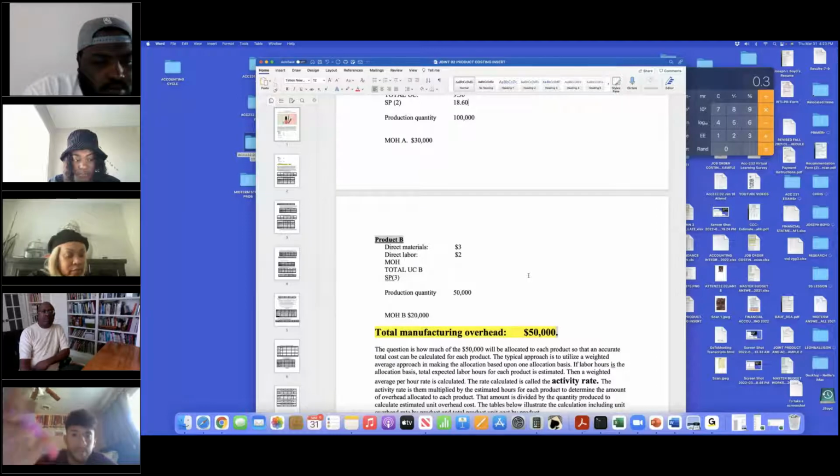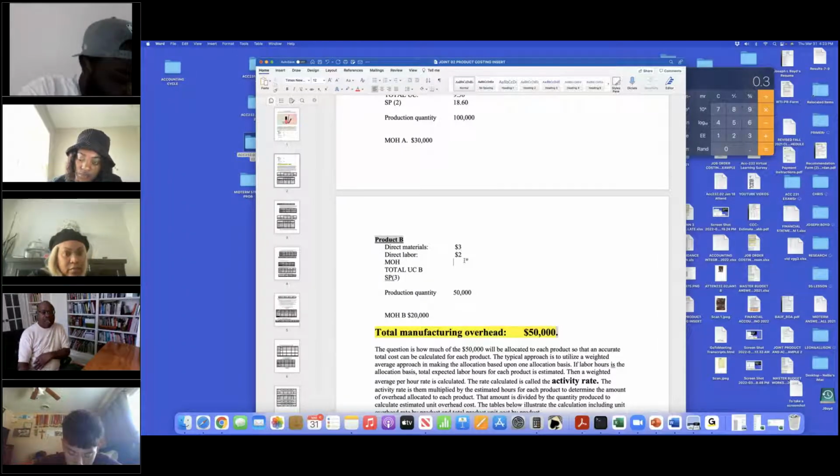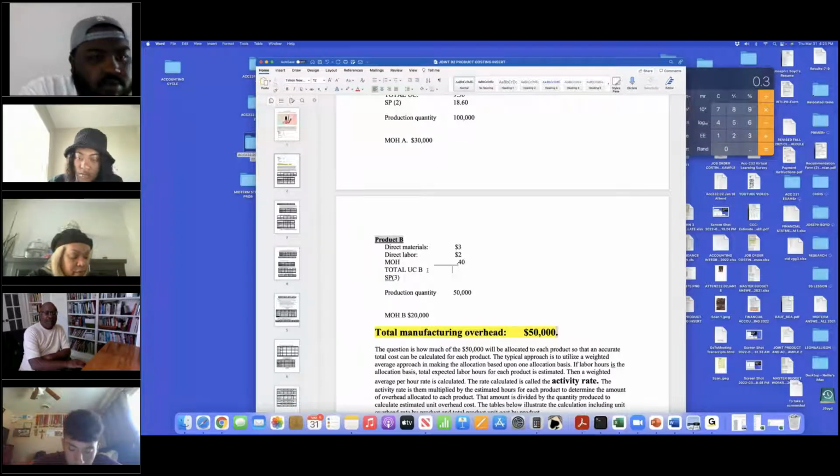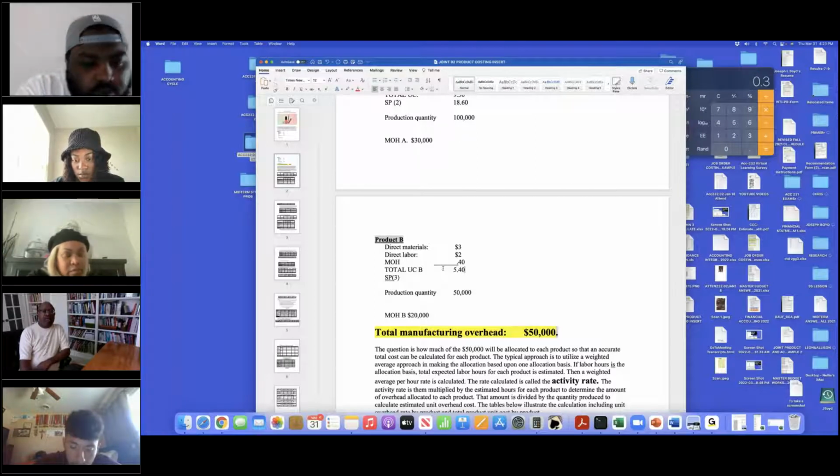That's 0.4. Okay, so 50,000 divided by 20,000 is 0.4. So what's our total unit cost? About 540. And what's our selling price going to be? 1620.